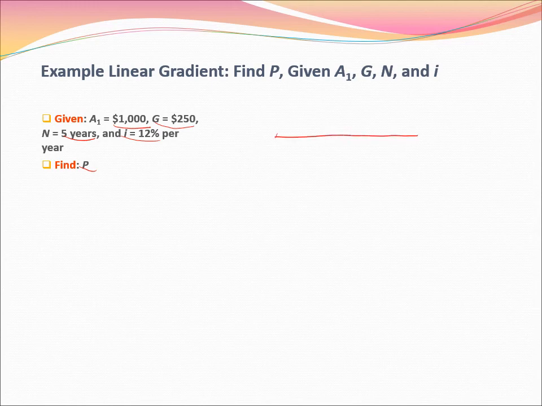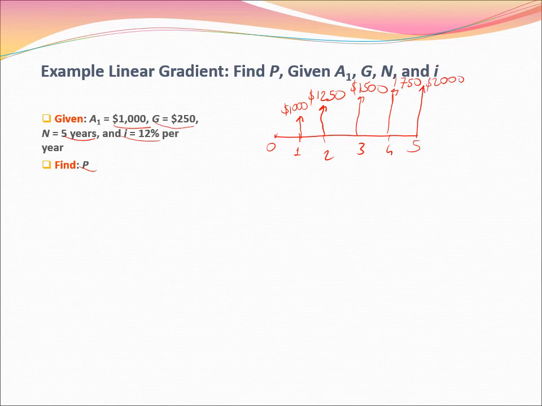So the cash flow should be something like this. Okay? Initially, this is time 0. At time 1, we are making a payment of $1,000. And then in period 2, this amount is increased by $250, so it will be $1,250. In the third period, again it will increase and it will be 1,500. Fourth period, 1,750, and fifth period it will be $2,000. Okay, and this is the cash flow diagram.